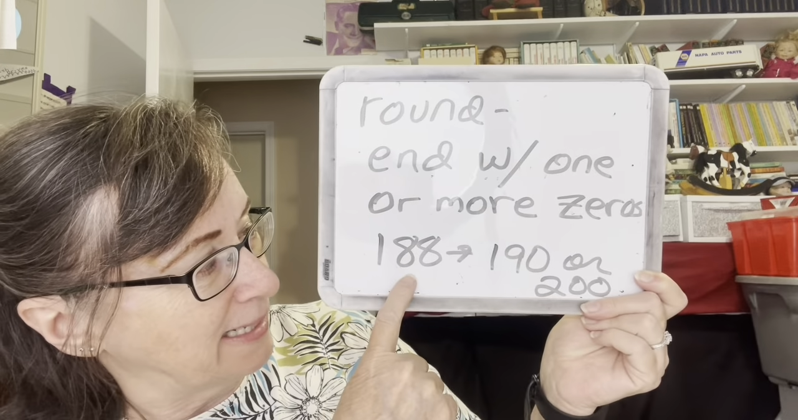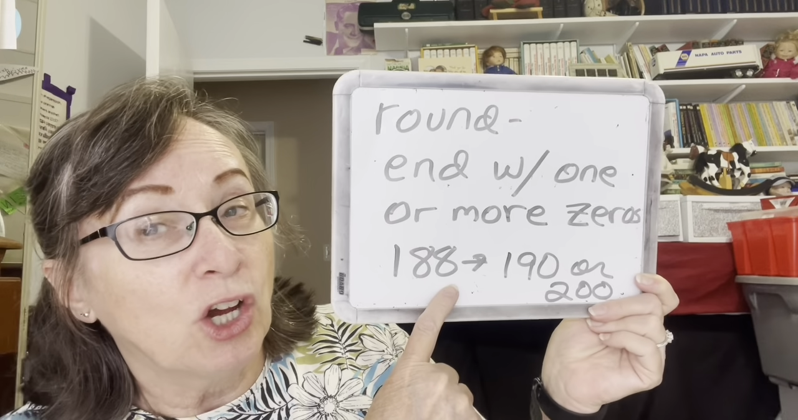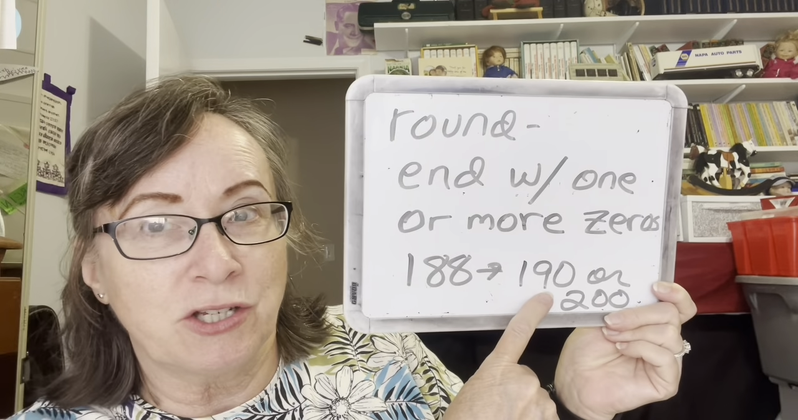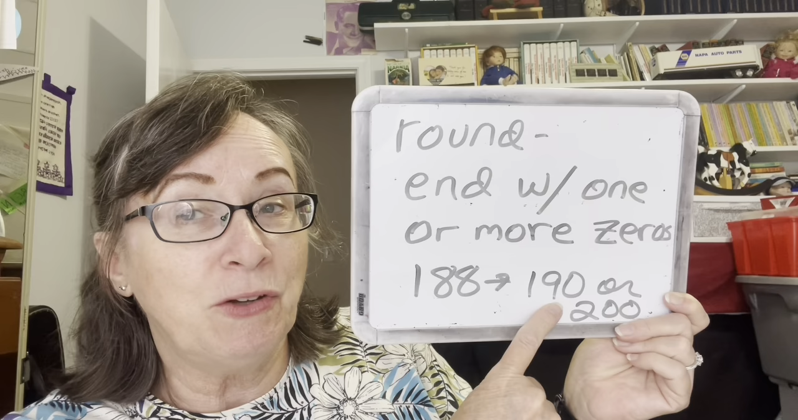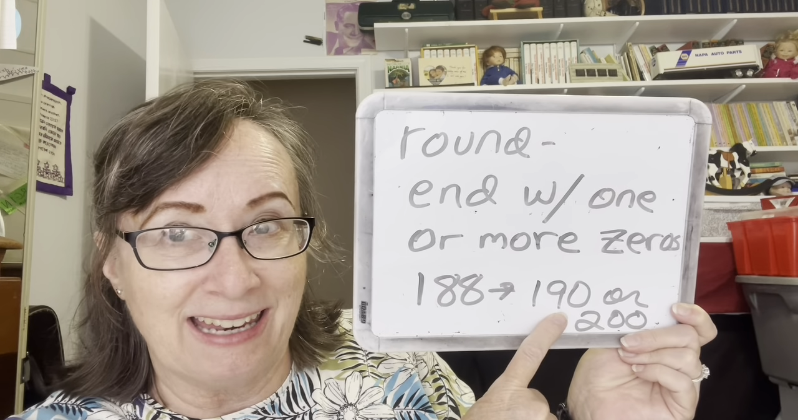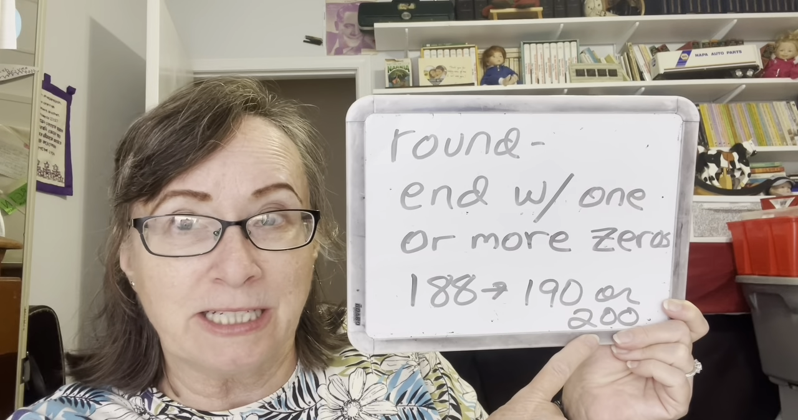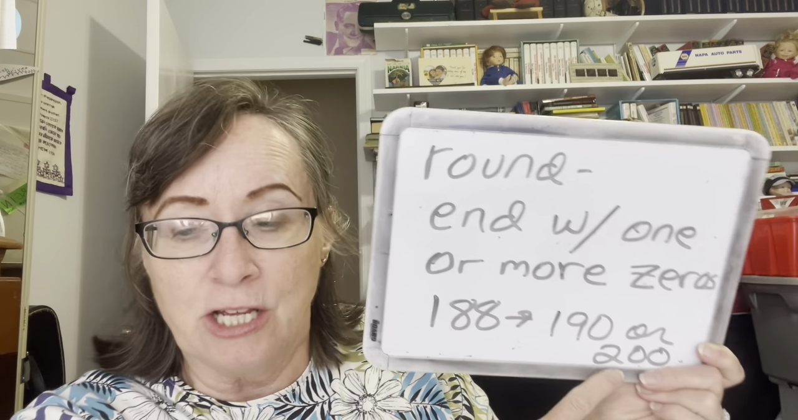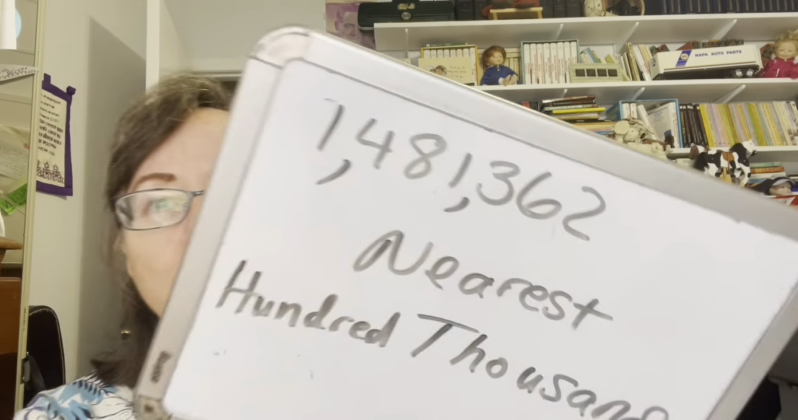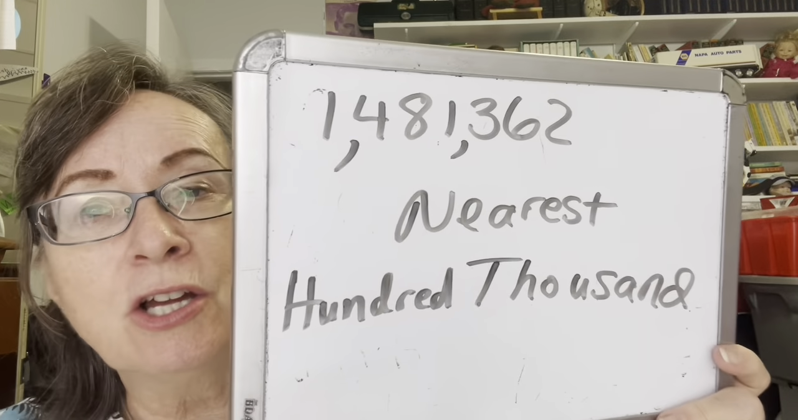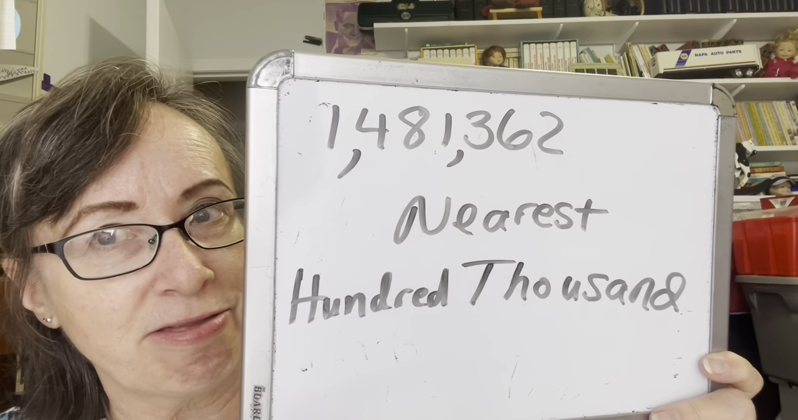So here is an example. 188 could be rounded to 190 if you are rounding to the nearest 10, or it could be rounded to 200 if you are rounding to the nearest 100. So normally your book or your problem will tell you which one you are rounding to. So in example 1, we are told to round that big number to the nearest 100,000.